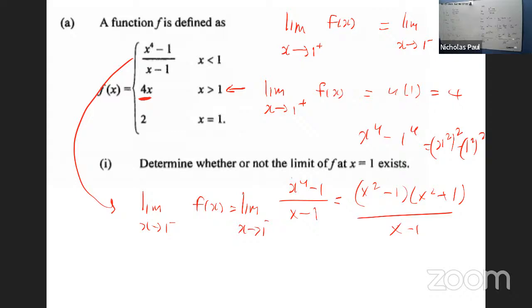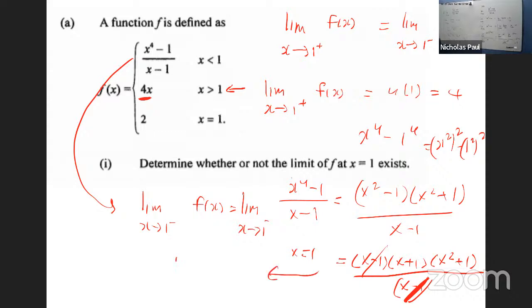No. Nothing cancels off of that. Factorize it. So you'll get x minus 1, x plus 1, all over x minus 1. Now you're getting a canceling off. And now we can plug in 1. If I substitute x as 1, I'll get 1 plus 1 times 1 squared plus 1, which is 4. So does the limit exist? The answer is the limit exists.